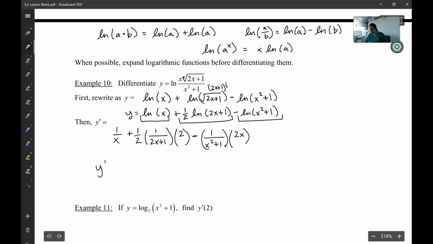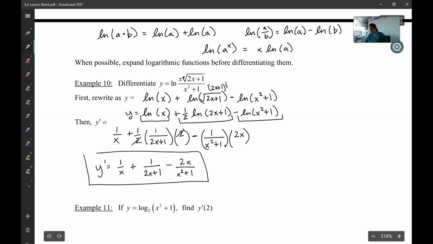Now, I can simplify this. You don't need to, as we know at this point. Main reason I'm simplifying is because those 2's cancel, which make it kind of nice. Minus. And that's what we could end up with. Ta-da!